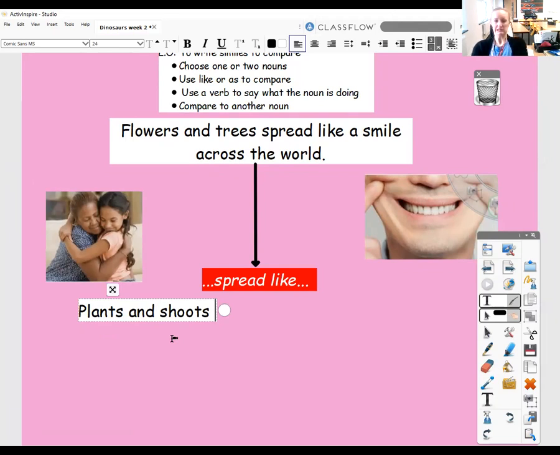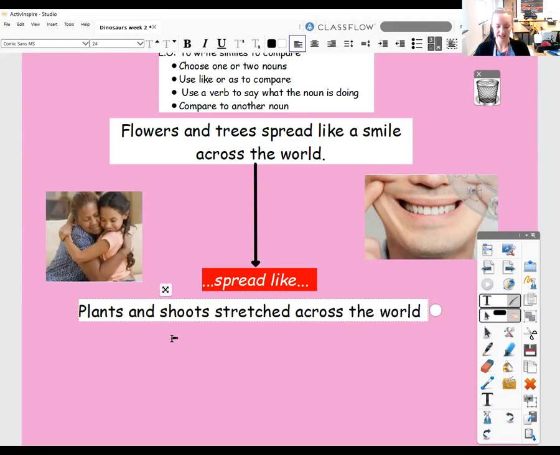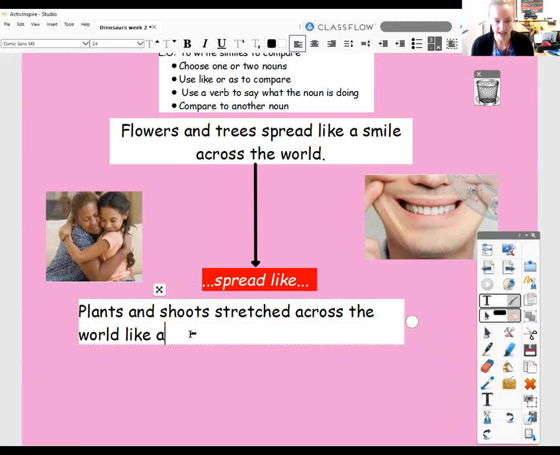Spread like, I think I want a different verb, just spread. What about stretched? Or scattered. I think I'm gonna have stretched. Stretched across the world like, I know, something that stretches your arms when you give a big hug. So I'm going to say plants and shoots stretched across the world like a giant hug. Yeah, I like that one.